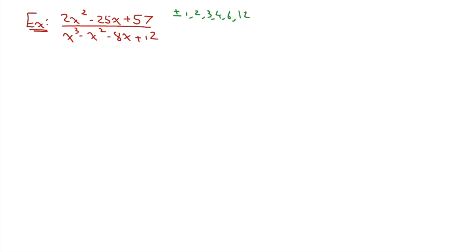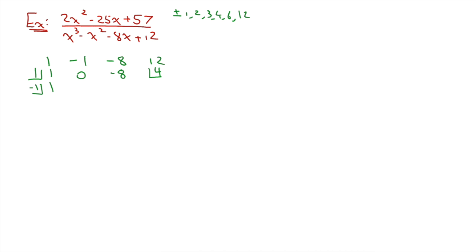All right, so what do I want to synthetically divide? I'll do quick: 1, -1, -8, 12. What number do you want to start off with? 1. Bring down the 1. 1 times 1 is 1. 1 minus 1 is 0. 1 times 0 is 0. 0 minus 8 is -8. 1 times -8 is -8, and that leaves us with 4. Doesn't work. Okay, -1.